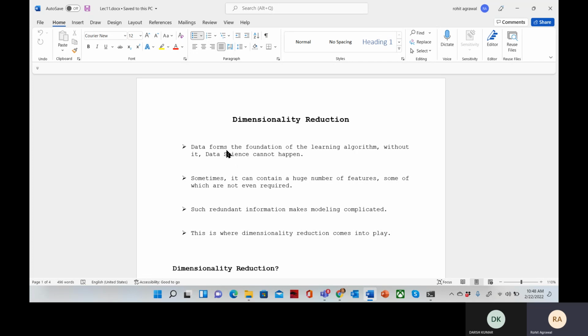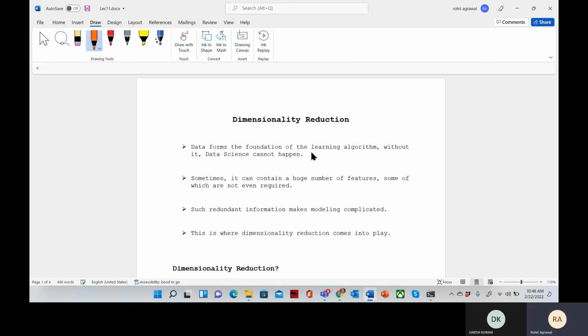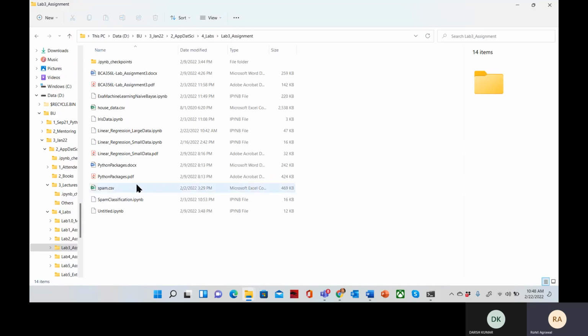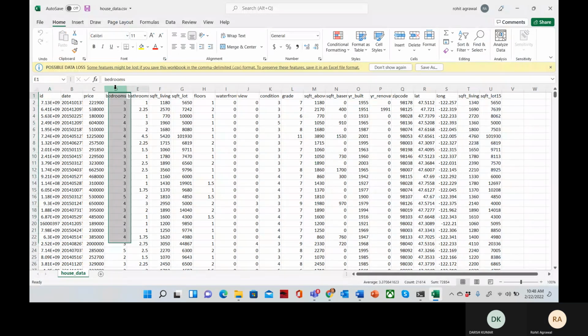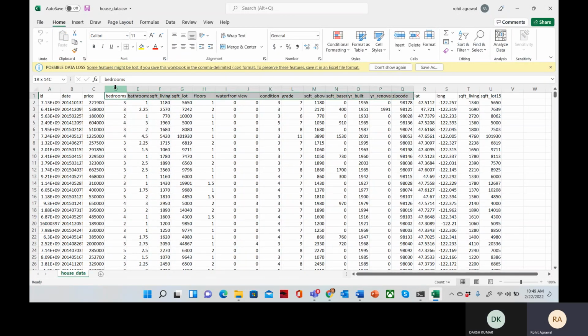So data forms the foundation of machine learning. Everyone knows this. Sometimes it happens that we are having a huge number of features. The same example I can give you. Just a minute, I'm showing you the assignment. See, if you are working on, suppose, house data, how many features are there? Can you see these columns? These are the number of features.